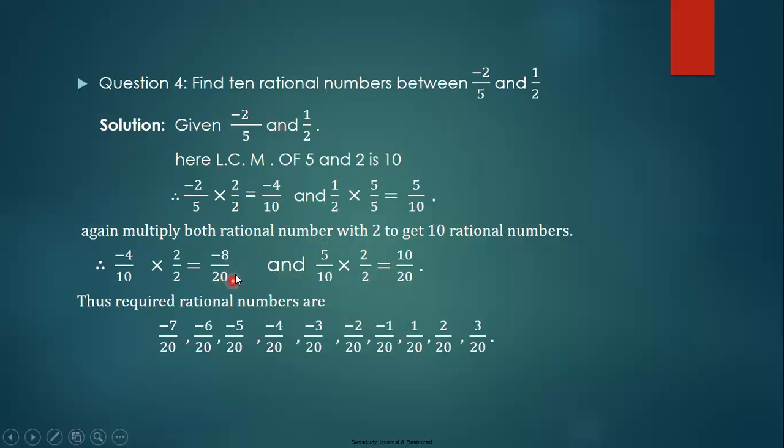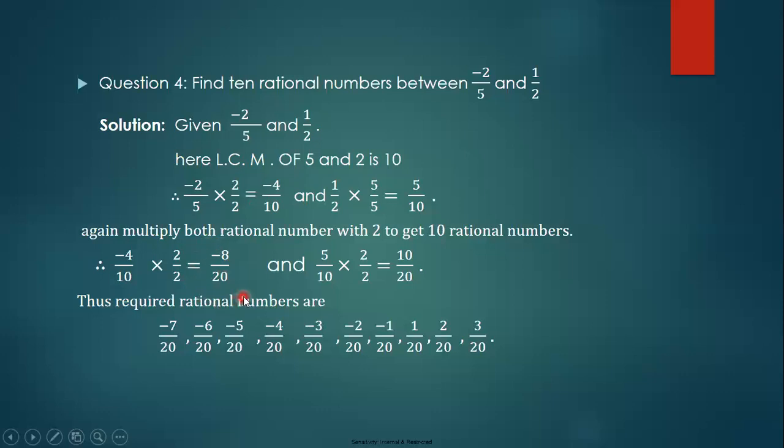So see that the denominator should be the same for both the numbers. So try to find the LCM. If after finding the LCM also you are not able to find the rational numbers, again you have to multiply the rational numbers with a number.